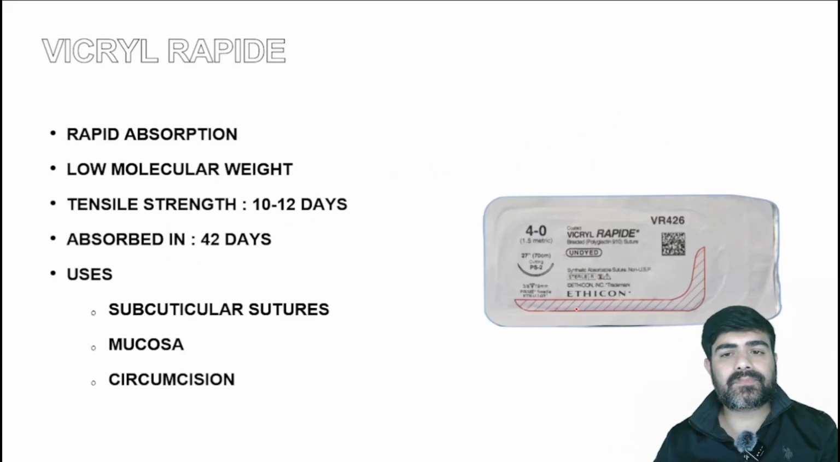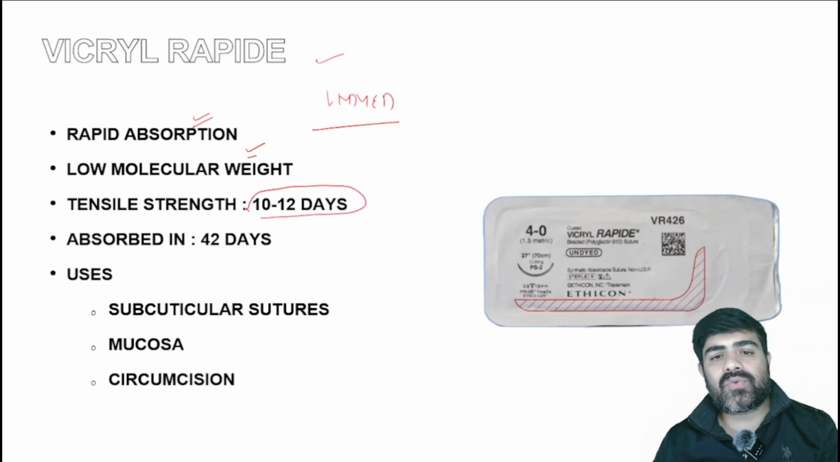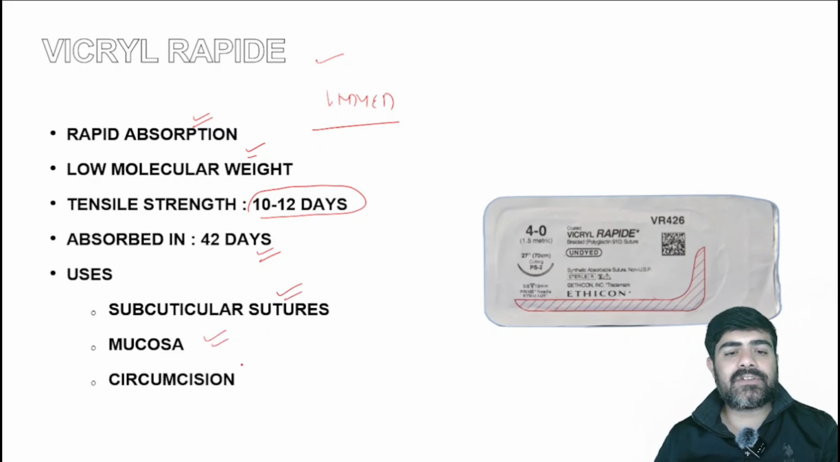Okay. Then we have Vicryl Rapid. This is an undyed suture. There is rapid absorption. It has low molecular weight as compared to Vicryl. Tensile strength is lost in 10 to 12 days, so it is less as compared to Vicryl, and it is absorbed in 42 days. It is used as a subcuticular suture. It is used in mucosa, and it is used for circumcision. So this is Vicryl Rapid.